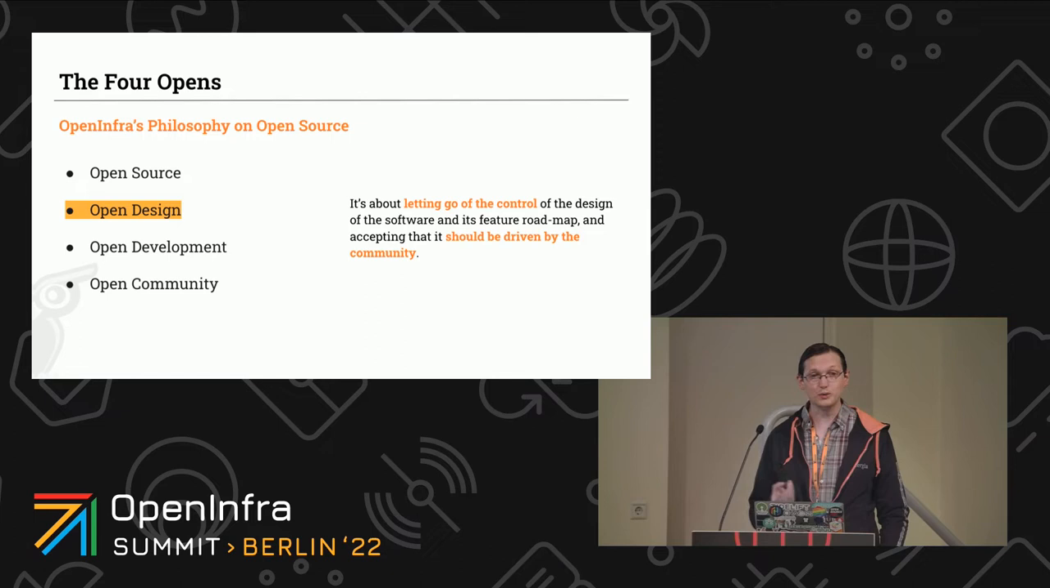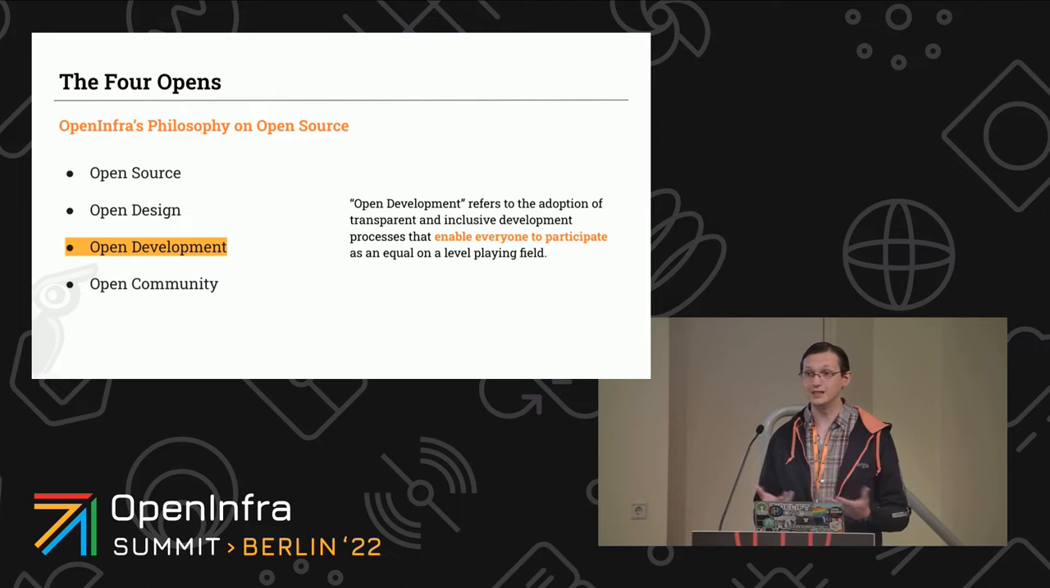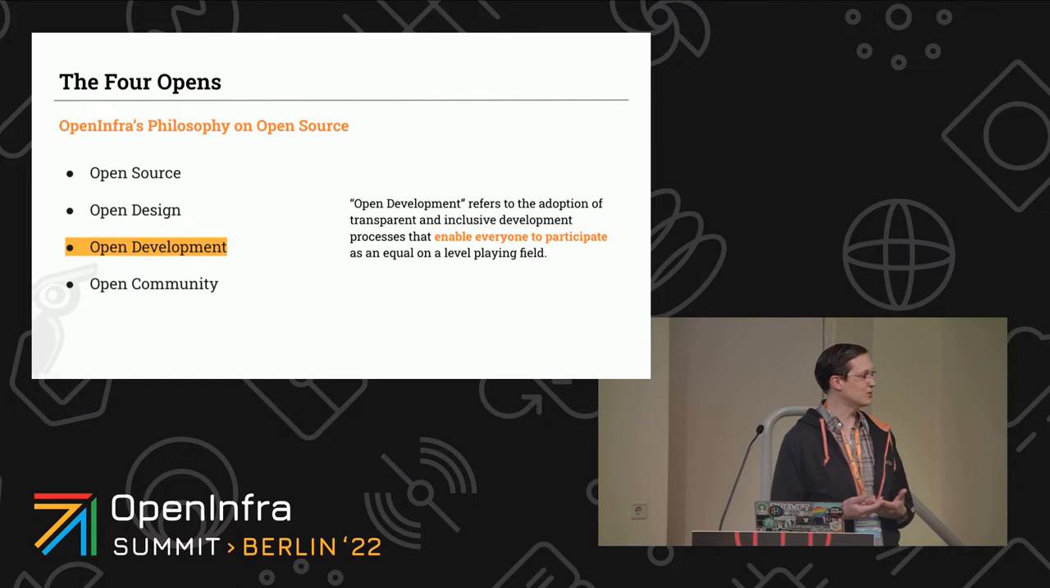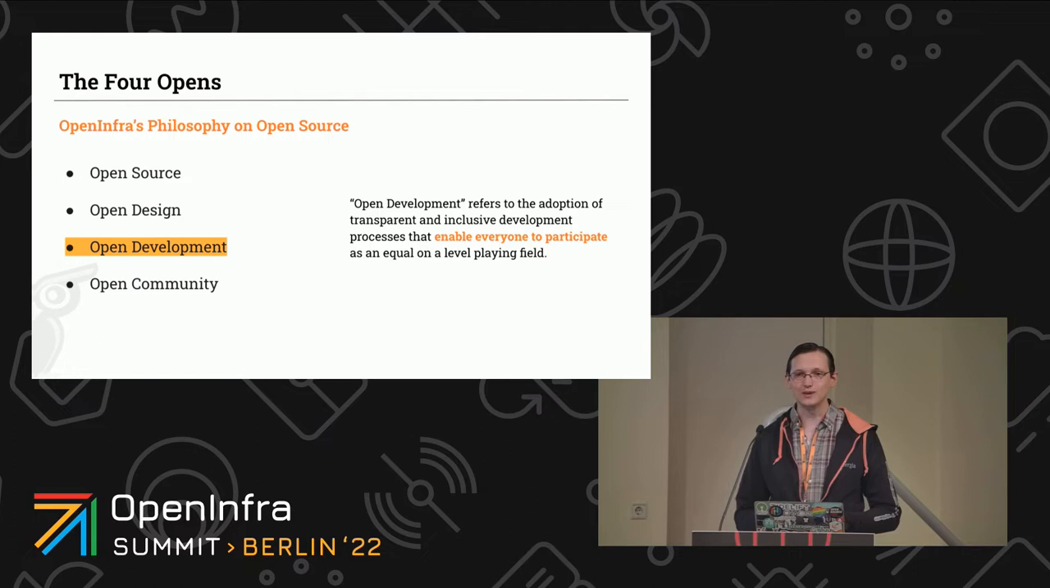So this is where open design starts to embed community as a core value, and it's taken a step further in open development, where the idea is how do we actually have processes in place? How do we make it possible that everyone can contribute? Come on in, join us. And so we want a transparent, inclusive development process. Open development is about how we go about doing this.